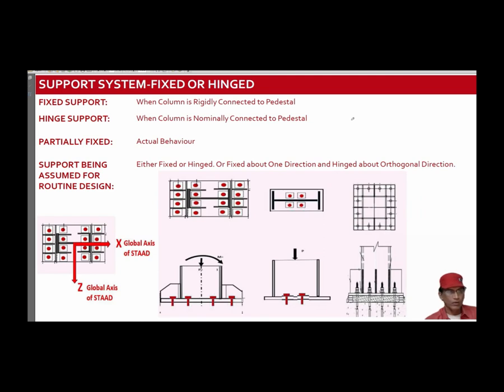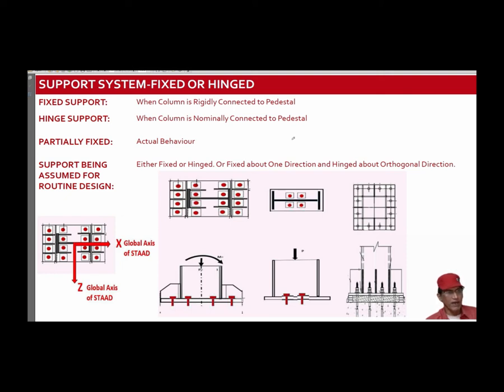Next, we shall discuss what kind of support we will provide to our column. There could be 3 types of support: a fixed support, hinge support, and partially fixed. A fixed support is able to resist movement, shear, and axial force. A hinge support is not able to resist any movement. It can only resist shear and axial force.